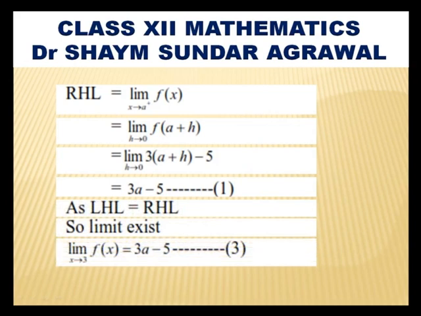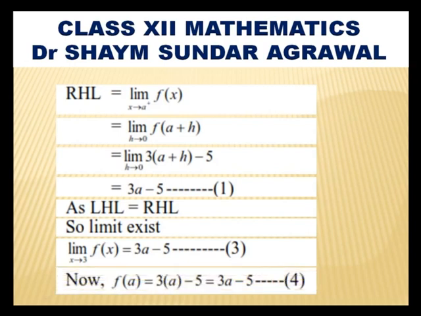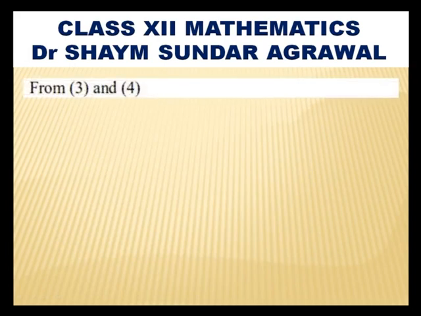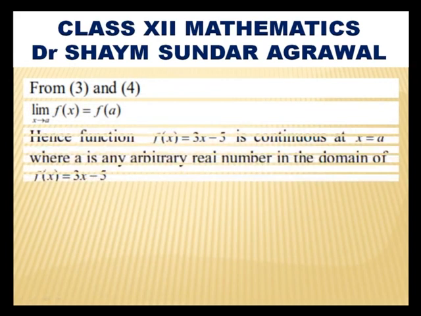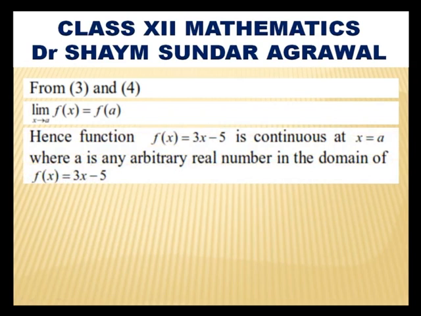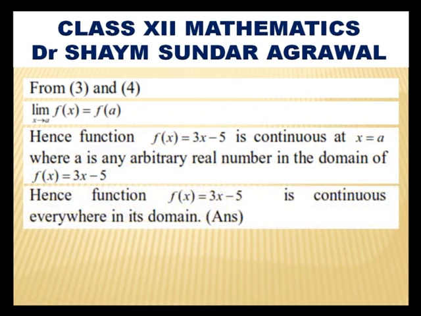So the limiting value is 3a - 5. Now f(a), the functional value at x = a, is 3a - 5. So the limiting value and the functional value are the same, that is limit x tends to a f(x) and f(a) are the same. Hence the function is continuous at x = a, where a is any arbitrary real number in its domain. Hence the function is continuous everywhere.